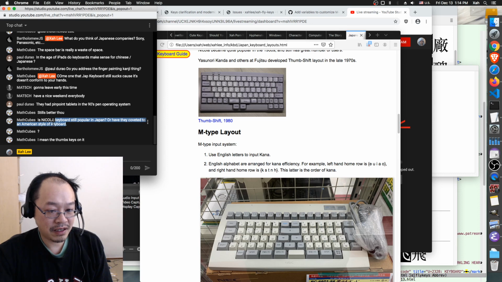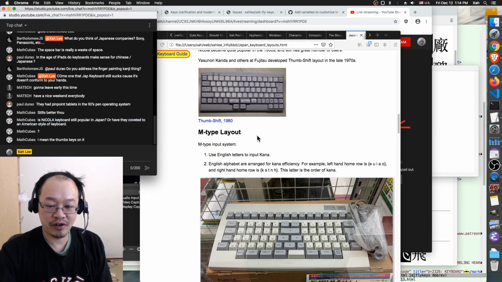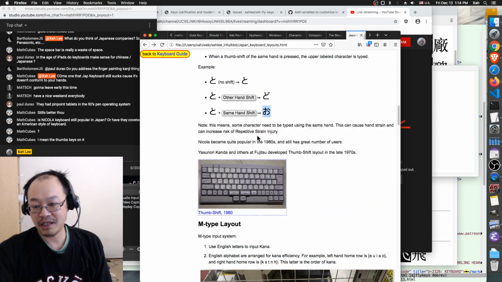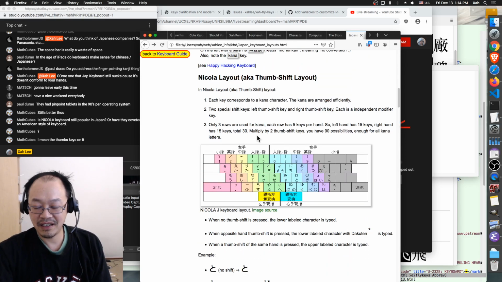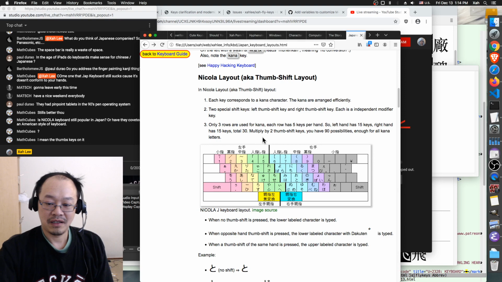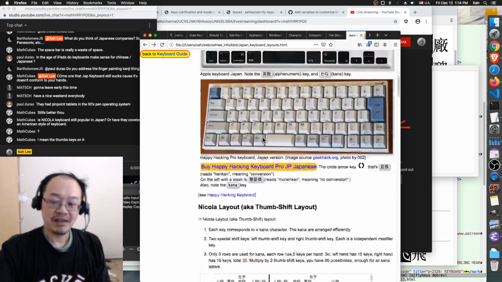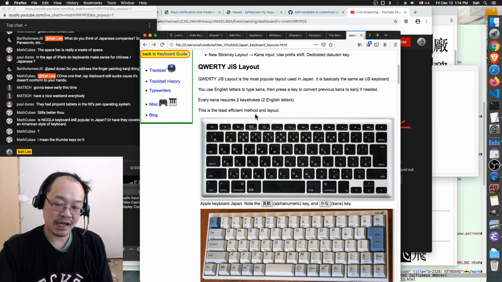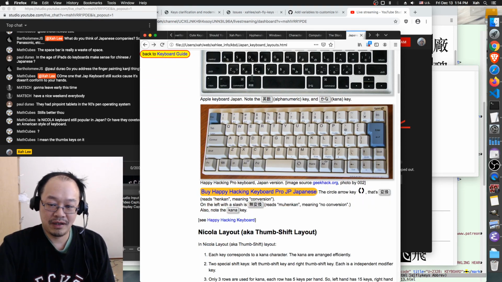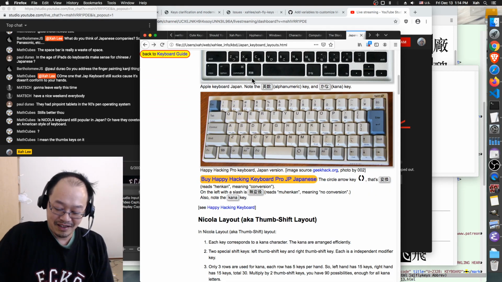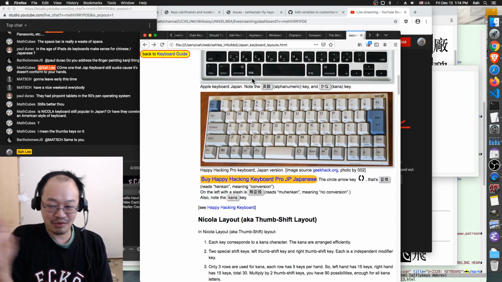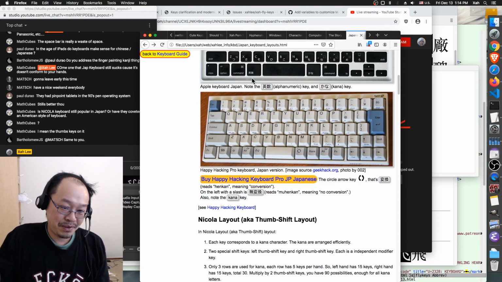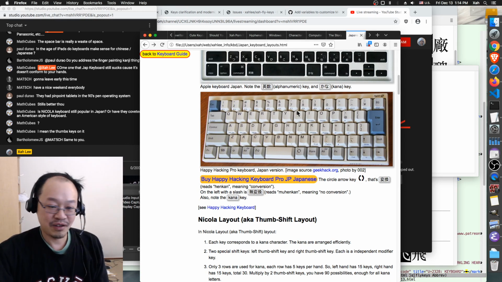Math Cube asks, is the Nicola keyboard still popular in Japan, or have they converted to American style keyboards? No. Like I mentioned before, 99.99% of Japanese people in Japan simply use the QWERTY layout, basically the US keyboard. That's why I mentioned this before. It's really inefficient, but people just use it, just like in the USA. We are still using QWERTY.